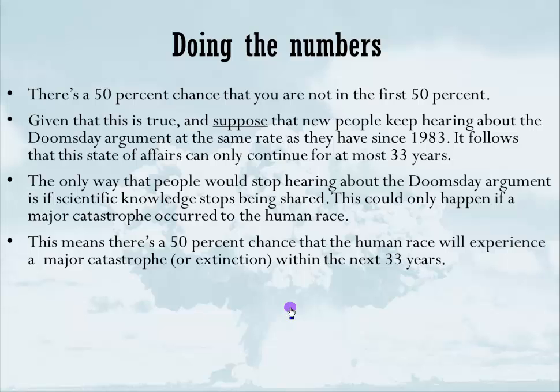Now that means that there's a 50% chance that the human race will experience a major catastrophe within the next 33 years, because there's a 50% chance that you are past the middle point. And so the process of sharing the Doomsday argument can only last 33 years. There must be something radical that happens within the next 33 years, given that you're in the last 50%. So there's a 50% chance that something radical is going to happen in the next 33 years that stops the propagation of scientific knowledge.